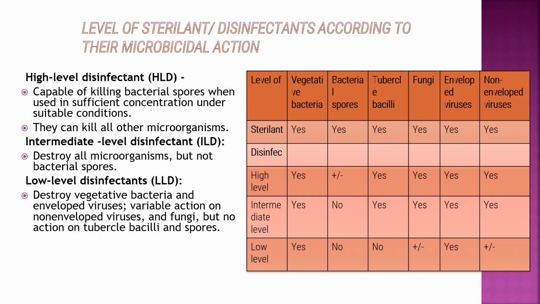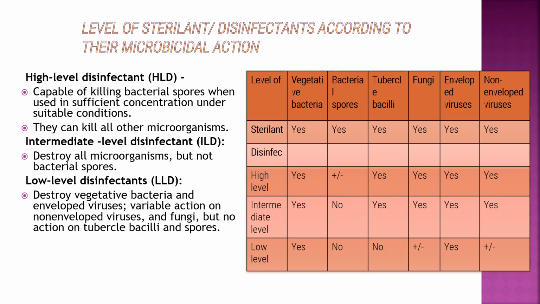Now let's see the level of sterilants or disinfectants according to their microbiological actions. These are the 5 factors for the microbiological actions: on vegetative bacteria, bacterial spores, tubercle bacilli, fungi, enveloped viruses and non-enveloped viruses. So a sterilant kills all the forms of the microorganisms. Then in disinfectants there are 3 types: high level, intermediate level and low level.